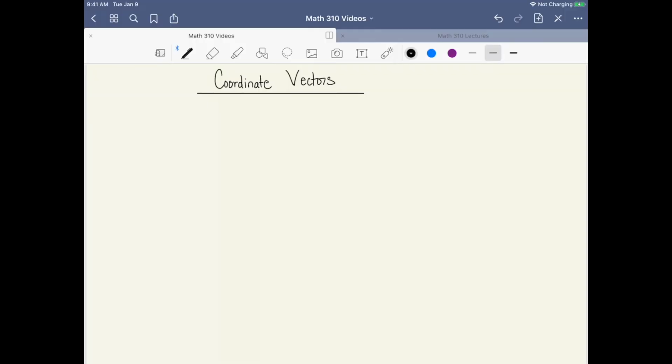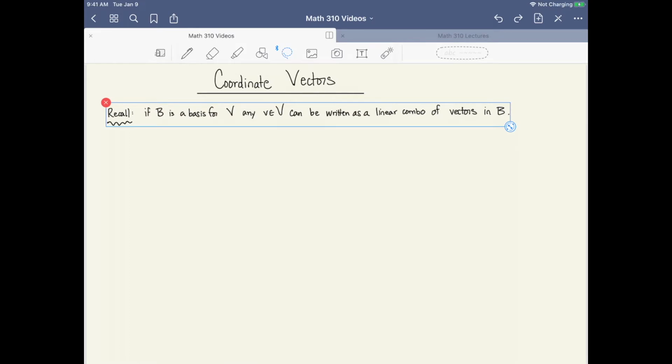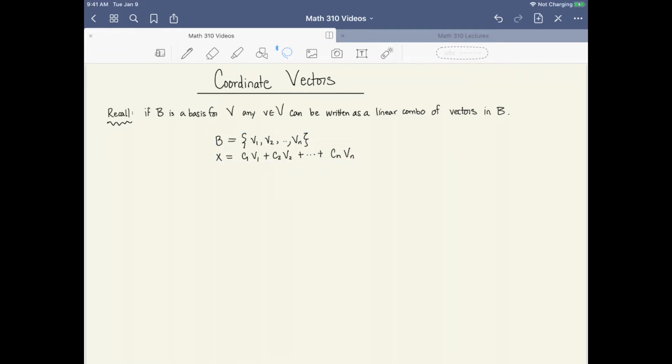This is a very short video just devoted to the topic of coordinate vectors and explaining what that means. So let's recall that if you have a basis for a vector space, then any vector can be written as a linear combination of vectors from that basis. If my basis has vectors, say, v1 through vn in it, then that linear combination looks like a scalar times the first vector plus a scalar times the second vector, and so on and so forth. And some of these scalars may, of course, be 0.